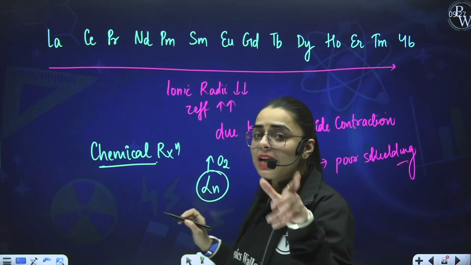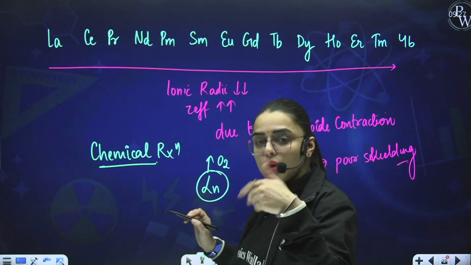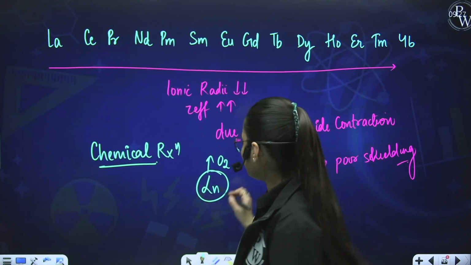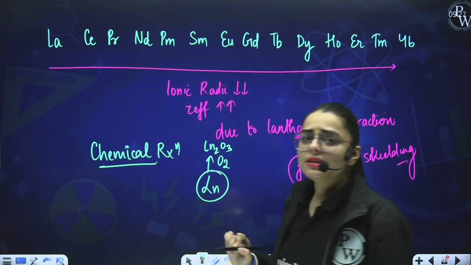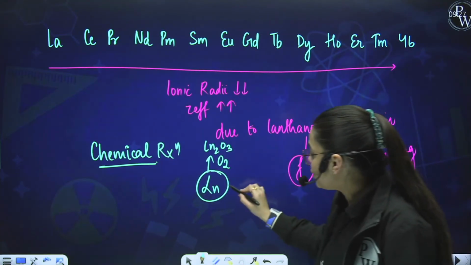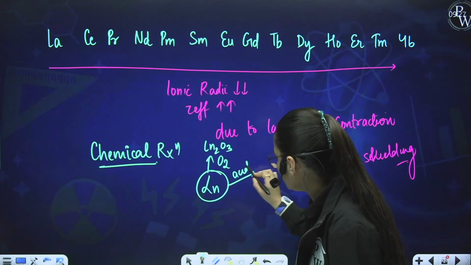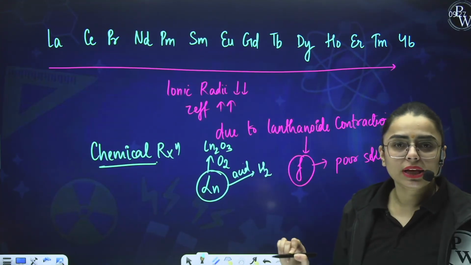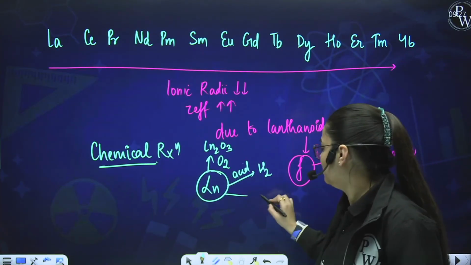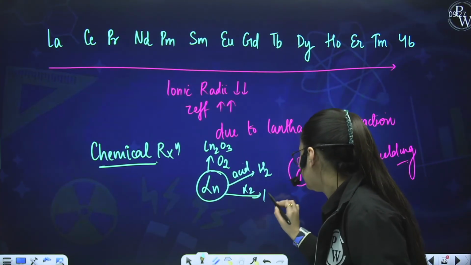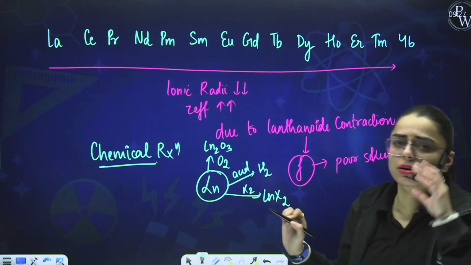see, when aluminium reacts with O2, it forms Al2O3. Similarly, when lanthanoid reacts, it will form Ln2O3. Very simple reactions you shall be seeing. When lanthanoid reacts with acid, H2 will be released. Okay. Now, other than this, when lanthanoid reacts with halogen, that is X2, LnX3 will be formed.